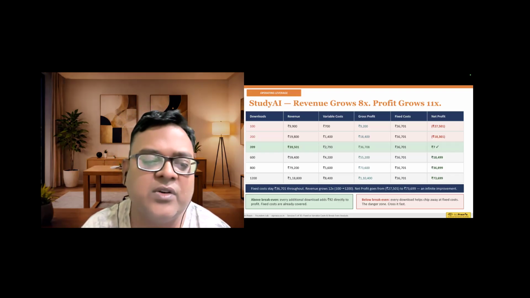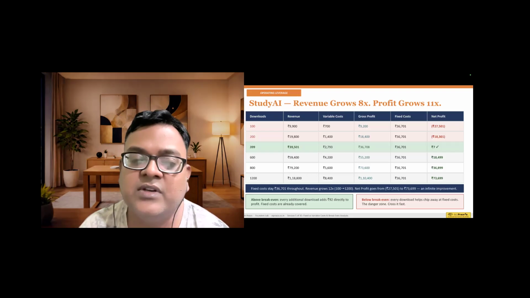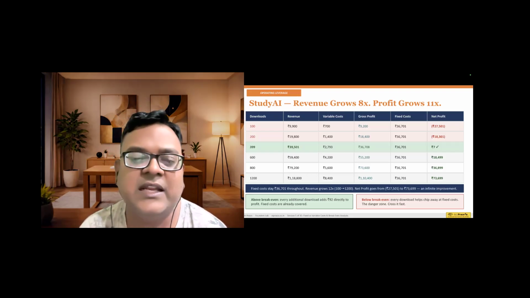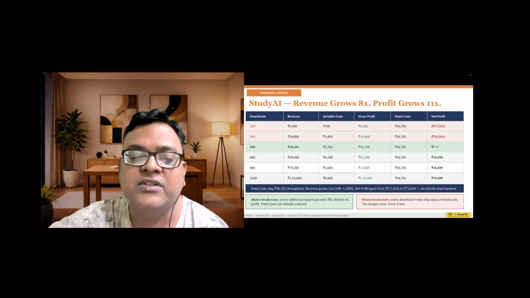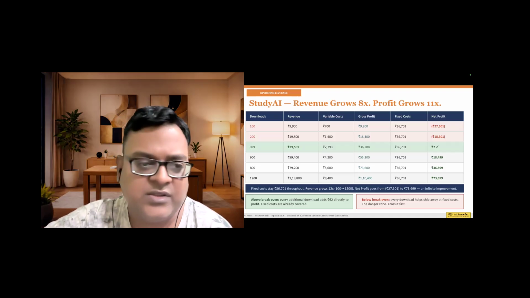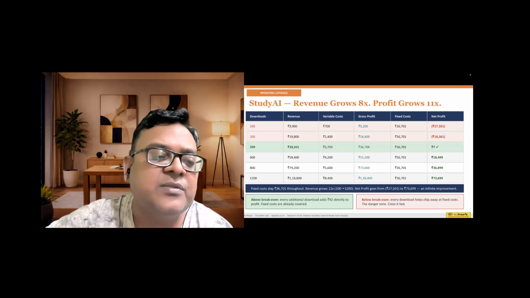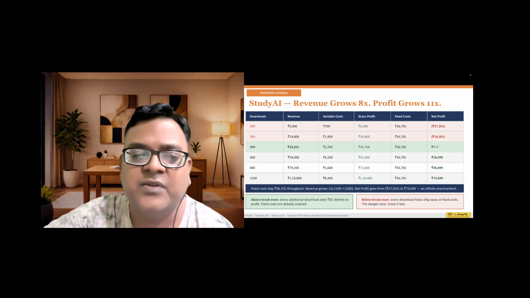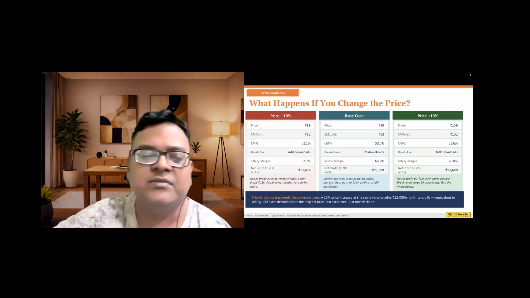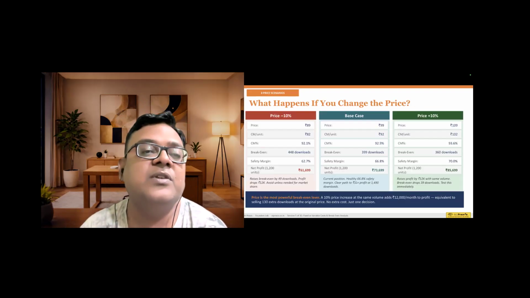Fixed costs are already covered. So if it is below break even, every download helps chip away at fixed costs. And this is where the danger is. You need to actually cross it. So assuming that these are for Study AI from month 1 to month 6, month 3rd was where he actually achieved break even. Now, the 3 price scenarios.